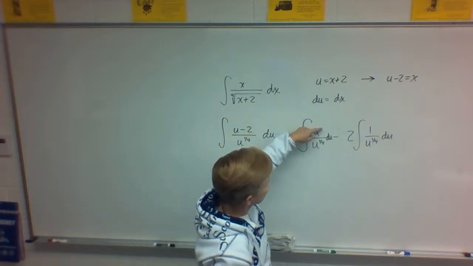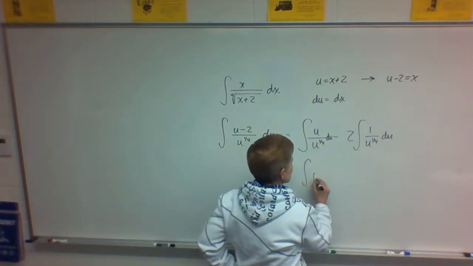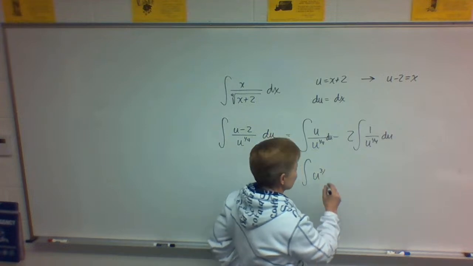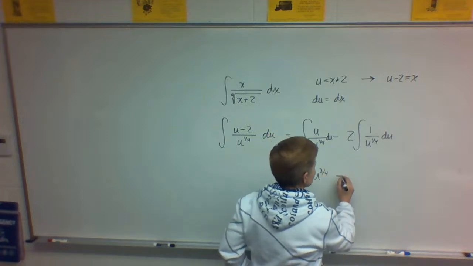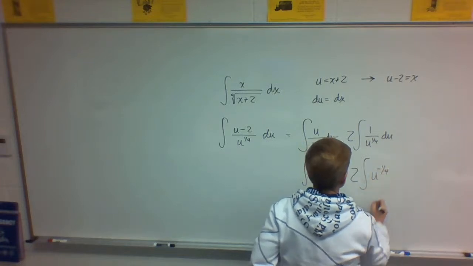This is u to the 1, and u to the 1 minus 1/4 is 3/4. So this is the integral of u to the 3/4. Notice I haven't integrated anything. I'm just cleaning things up. Minus 2 times the integral of u to the negative 1/4, du.